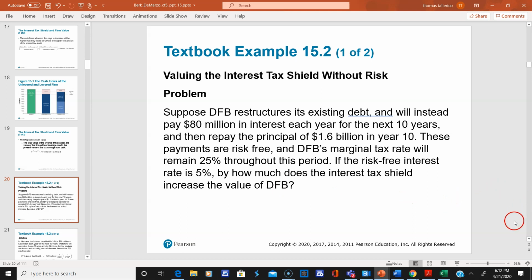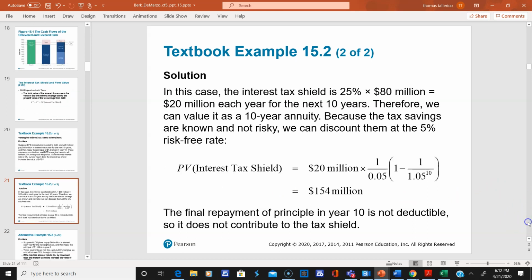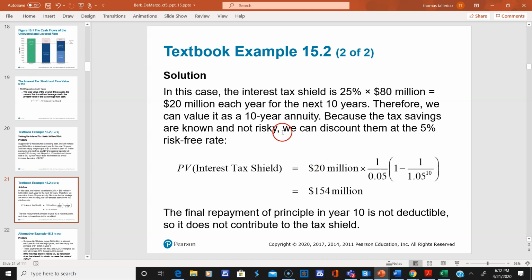So it's kind of like a net present value problem, right? So the interest tax shield is 25% of $80 million, which is $20 million. That's each year now for the next 10 years. Therefore, we can value it as a 10-year annuity, because everything's the same. Because the tax savings are known and not risky, we can discount them at the 5% risk-free rate, right? So we treat this as a 10-year annuity. Here's the 10 years, here's the 5%, here's the $20 million. So the 10-year present value is $154 million.